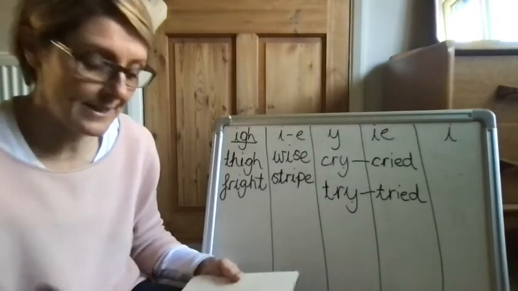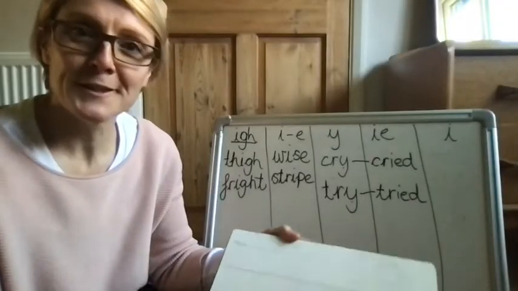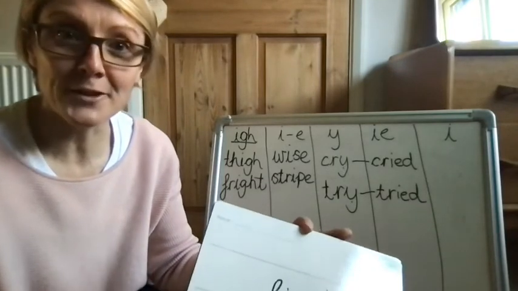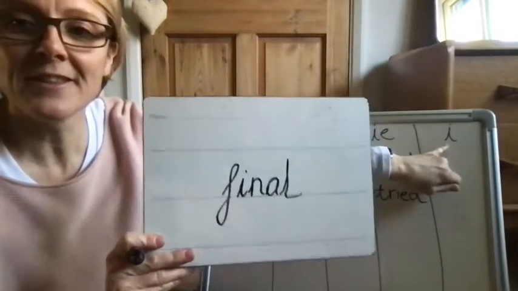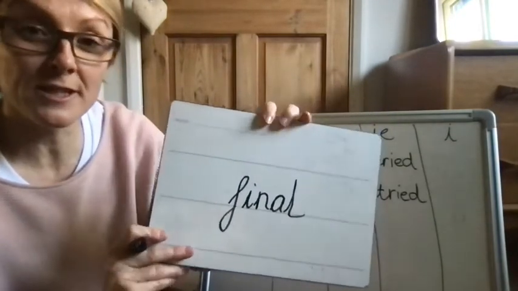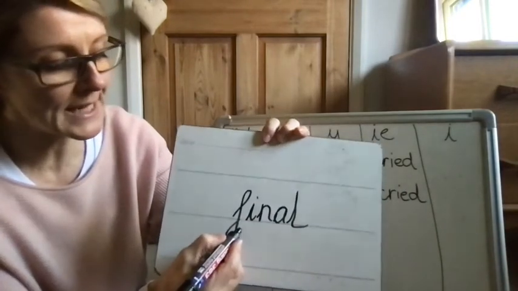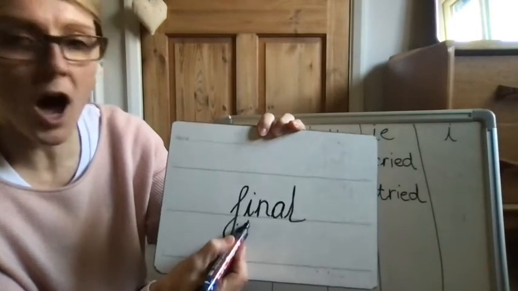Okay. So now we're going to have a look at a few words that have this letter that's making the I sound. My last video stopped unexpectedly, so I'm going to carry on. Here's a word that makes the I sound with just the I letter. If I was to sound it out with an I sound here, so final.